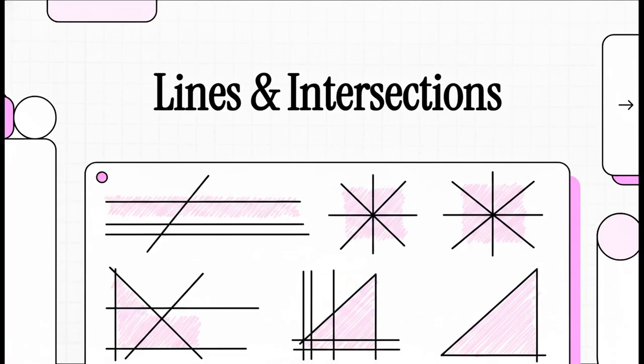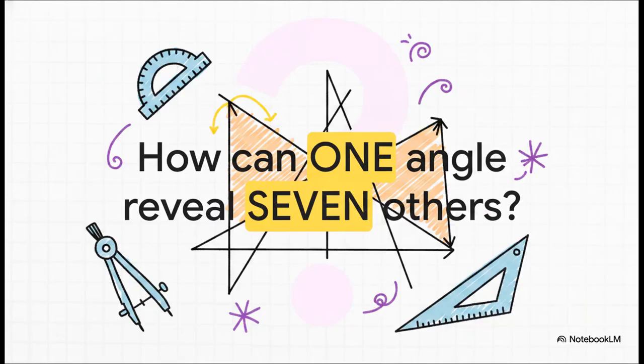Sounds simple, right? Well, as we're going to see, the rules governing these lines actually create a beautifully structured, almost magical logical system. So here's the ultimate puzzle we're going to solve today. How can knowing just one single angle reveal the exact measurements of 7 others? Think about that for a second.